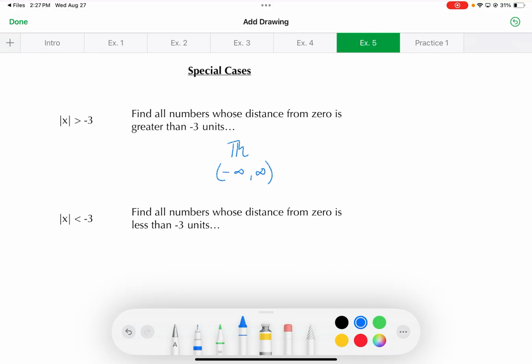Absolute value of x is less than negative 3. All numbers whose distance is fewer than negative 3 units. Not possible, no solution, right? The empty set. Every number that I place in for x here, when I take the absolute value of it, is going to result in a positive number, right? Because it's a distance. And a positive number will never be less than a negative, okay? All right, so you can make these conclusions once the absolute value's been isolated and you still have a negative on the other side, okay? Very good.